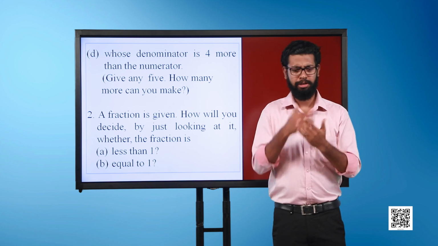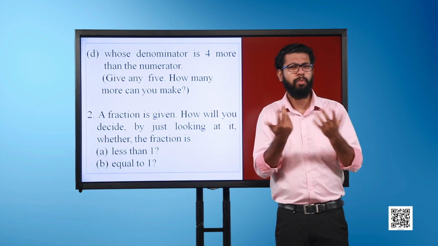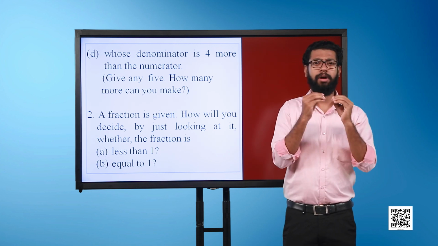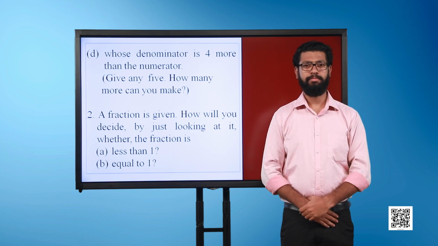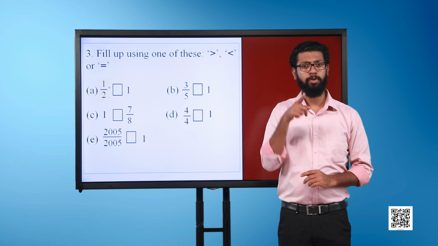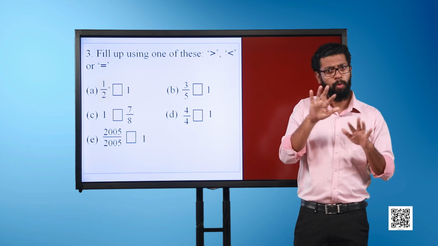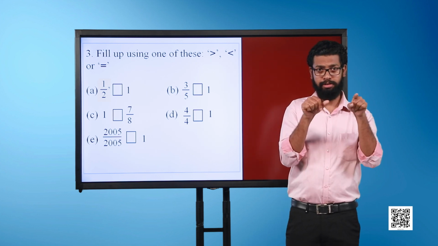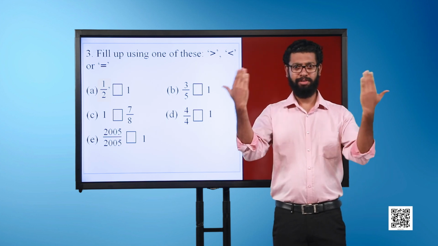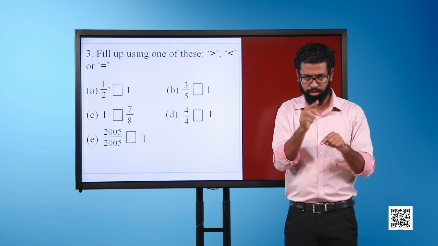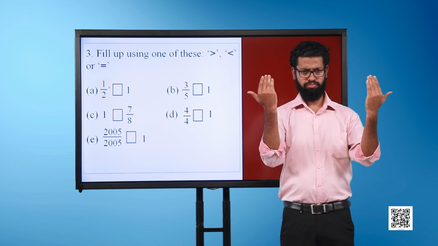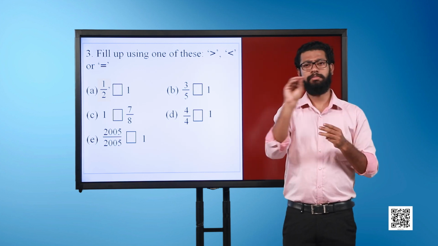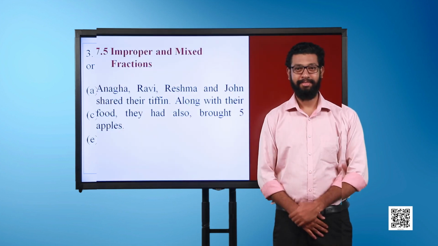2. A fraction is given. How will you decide by just looking at it whether the fraction is A, less than 1, B, equal to 1? 3. Fill up using one of these: greater than, less than, or equal to. A, 1/2 _ 1. B, 3/5 _ 1. C, 1 _ 7/8. D, 4/4 _ 1. E, 2005/2005 _ 1.